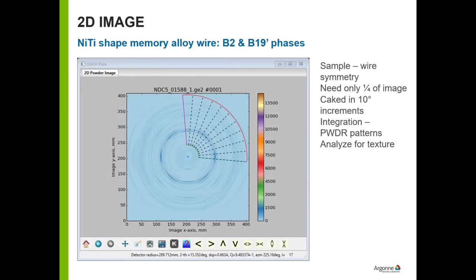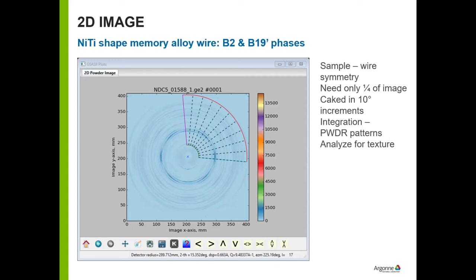This is one of the tutorials in GSAS II for doing texture analysis. We have this diffraction pattern of a nickel-titanium shape memory alloy, which has two phases in it, a so-called B2 and a so-called B19 prime phase. The B2 is cubic, and the other one, I think, is monoclinic, if I remember correctly. And because of the wire symmetry, you only need a quarter of this image for doing the texture analysis, just this much. And you can see the pattern of the intensities on each of the rings really changes dramatically as you go around the azimuth, and that's the signature of having texture.